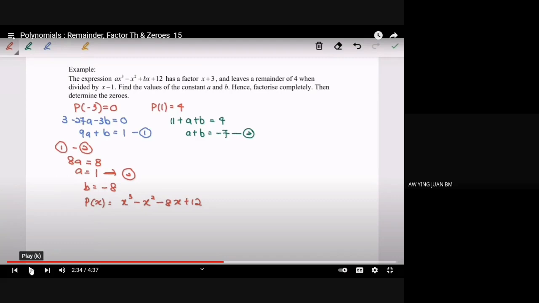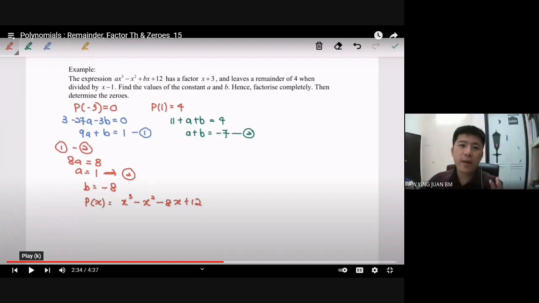Okay, so tadi saya kata apa? Kalau you dapat A, B, something like that, mesti kena tulis benda ini. So, continue. They said, hence, bermaksudnya kena guna ini untuk soalan seterusnya.